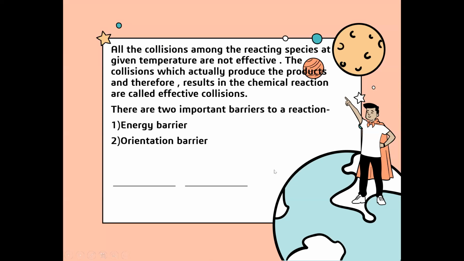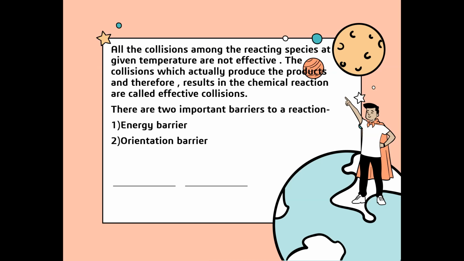Okay. So all the collisions among the reacting species at a given temperature are not effective. The reactants can collide with each other in so many different ways, but all the collisions are not effective. The collisions which actually produce the products and result in the chemical reaction are known as effective collisions. Only some collisions lead to product formation, and they are known as effective collisions. The other ones are ineffective collisions.